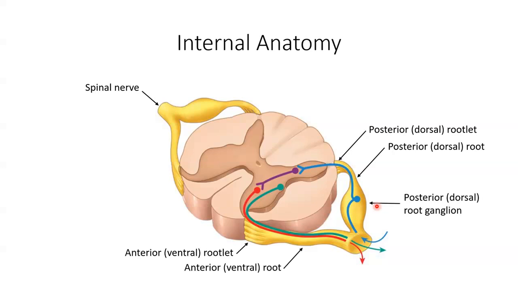The anterior or the ventral root and rootlets contain axons of motor neurons, so they're represented by these red and green lines here. And these conduct nerve impulses from the central nervous system to the effectors, which are our muscles and our glands. So if you are looking at a segment of the spinal cord and you're unsure which side is anterior and which side is posterior, you can always identify this swelling, the posterior or dorsal root ganglion. You know that has to be at the back, so then you should be able to work out which side is the front.